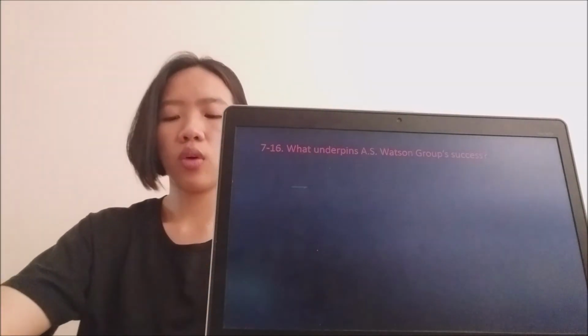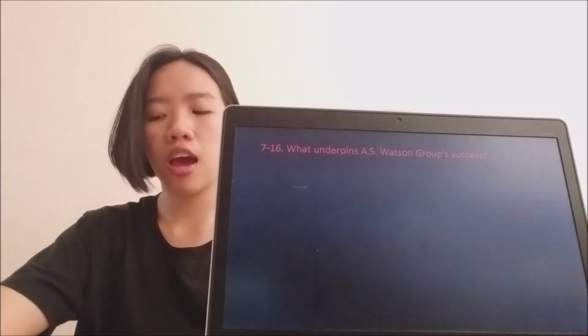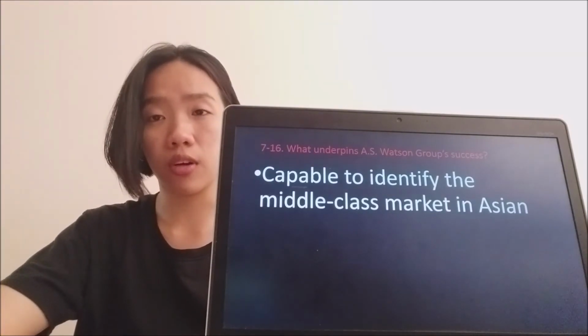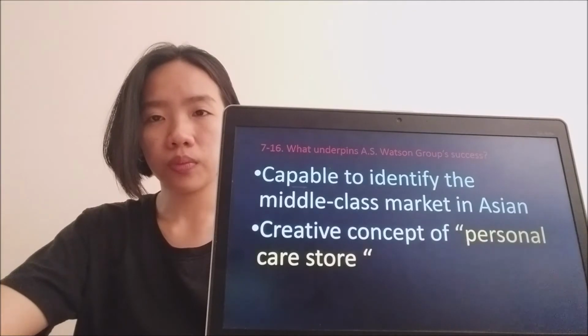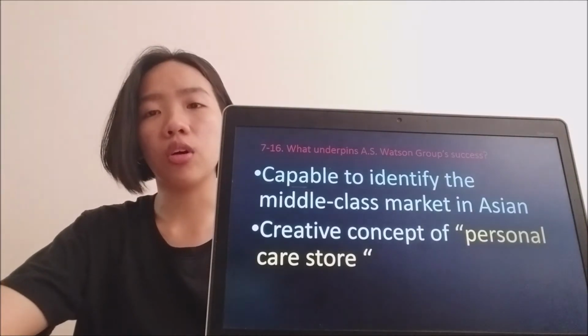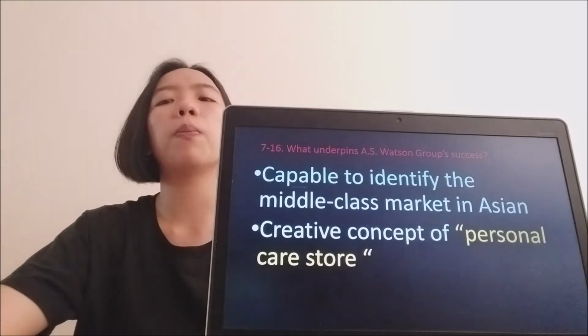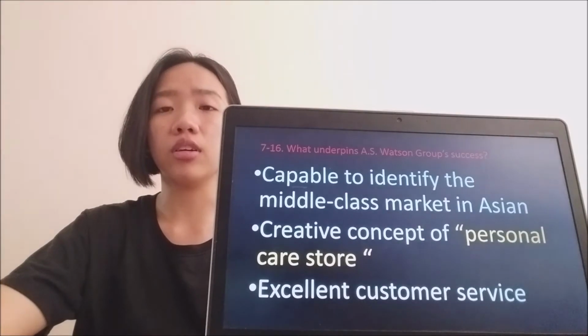And for the last question, to become successful, Quotient has been capable of identifying the middle-class consumer in Asia. And it also came up with a creative concept of a personal care store with excellent customer service.